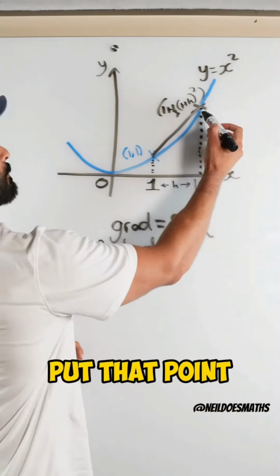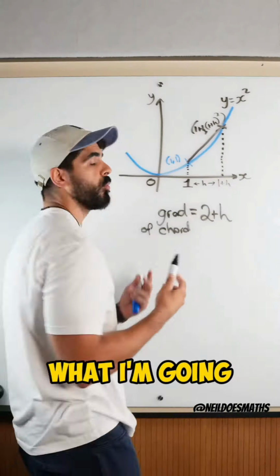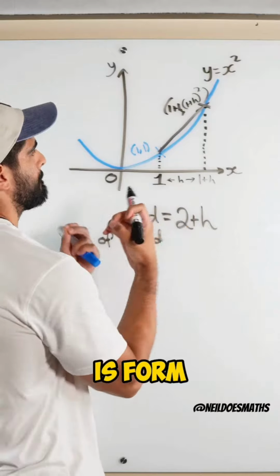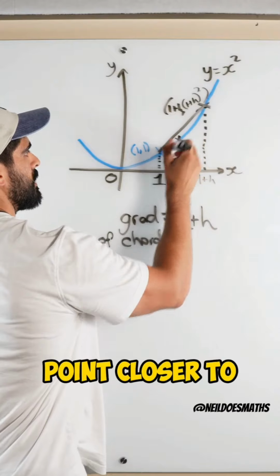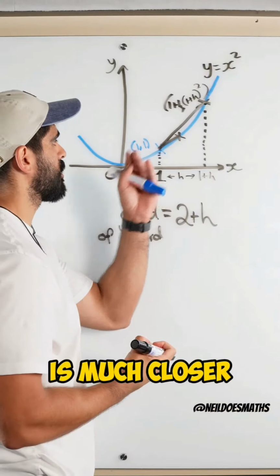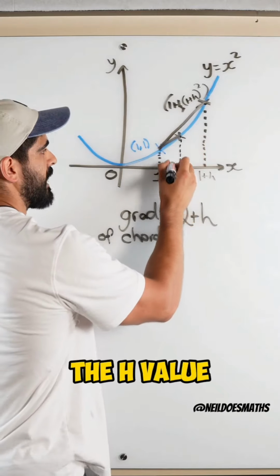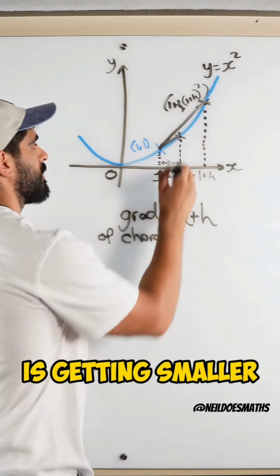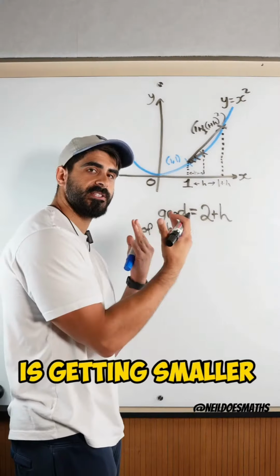Now remember, I put that point at a random place, and it was an approximation to this tangent. What I'm going to do is form better and better approximations of that by bringing this point closer to this one, because can you see? That chord is much closer to the tangent. But what do you notice is happening? The h value is getting smaller. So as I move this point closer and closer to this point, the h value is getting smaller.